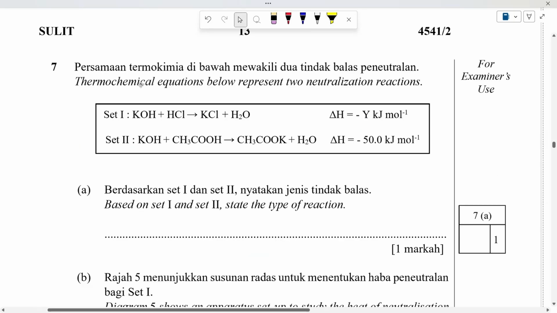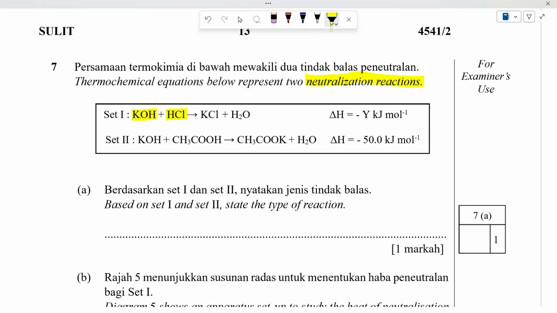Next, question number 7. The thermochemical equations below represent two neutralization reactions. So already given to you. First one, KOH represents what? Potassium hydroxide. Strong or weak? Strong. Strong acid or alkali? Alkali. Then this one is hydrochloric acid. Strong, weak? Strong. So salt and water.